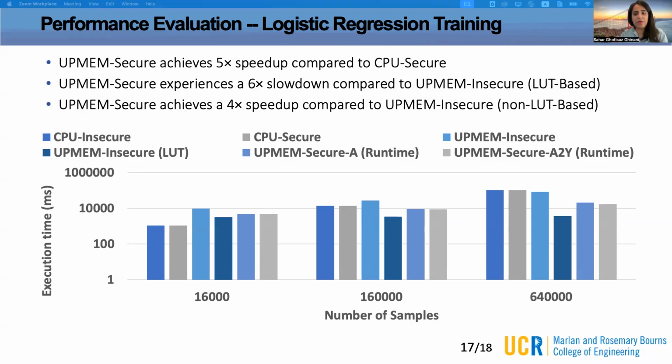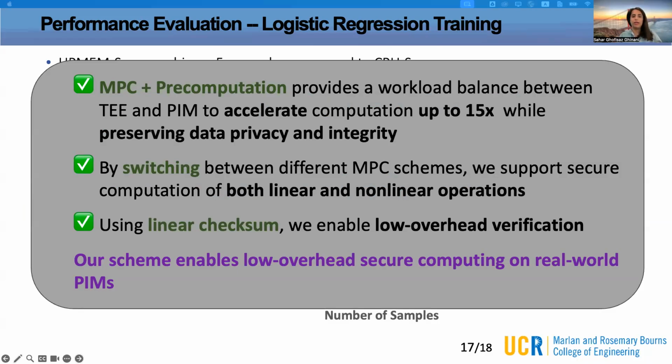Okay, so overall, our scheme tries to balance the workload between TEE and PIM to accelerate computation up to 15 times while preserving the privacy and integrity of the computation and the data. We are also supporting both linear and nonlinear operations by switching between different MPC schemes, and we are also enabling low overhead verification using linear checksum.